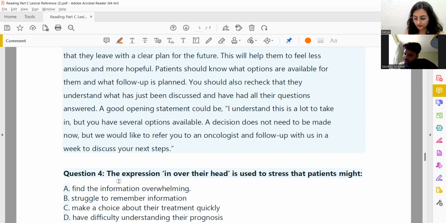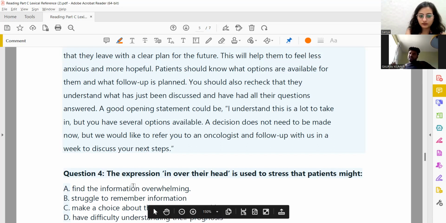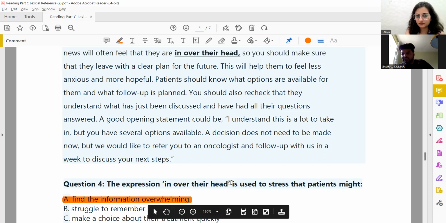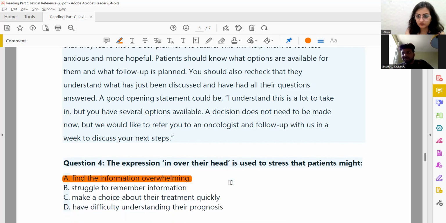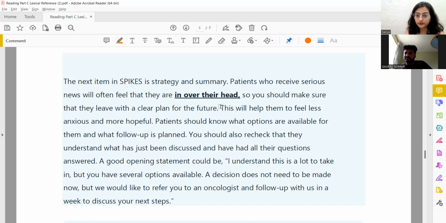So the expression "in over their head" is used to stress what the patient might struggle with. Overwhelming is when you get too many ideas in the brain at once. When you receive serious news, the information is overwhelming. Okay, yes, you're right.